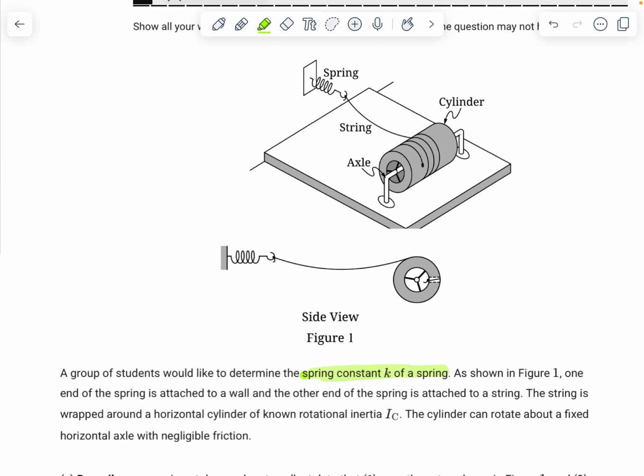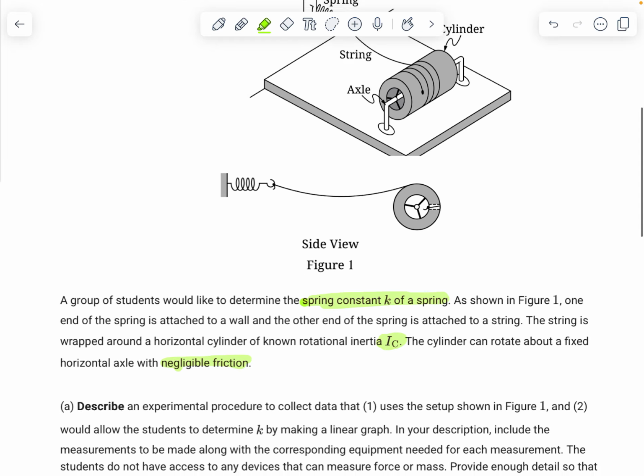As shown in figure 1, one end of the spring is attached to a wall and the other end of the spring is attached to a string. The string is wrapped around a horizontal cylinder of known rotational inertia IC. Okay, so that's a known value, a known quantity. The cylinder can rotate about a fixed horizontal axle with negligible friction. So we don't have to worry about any torque on our cylinder as it rotates due to friction.